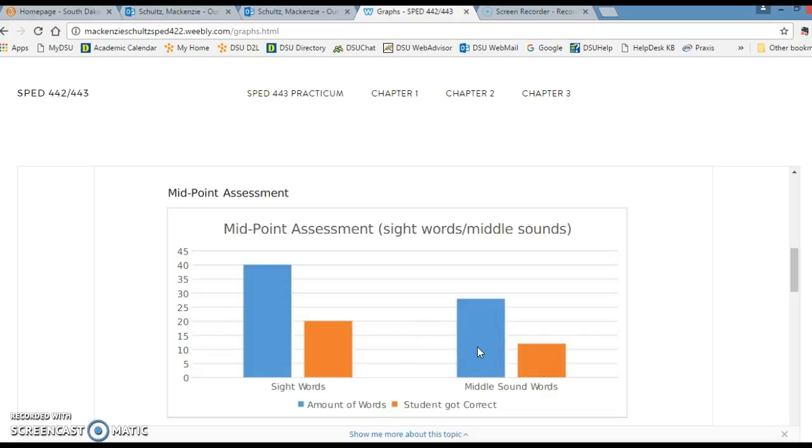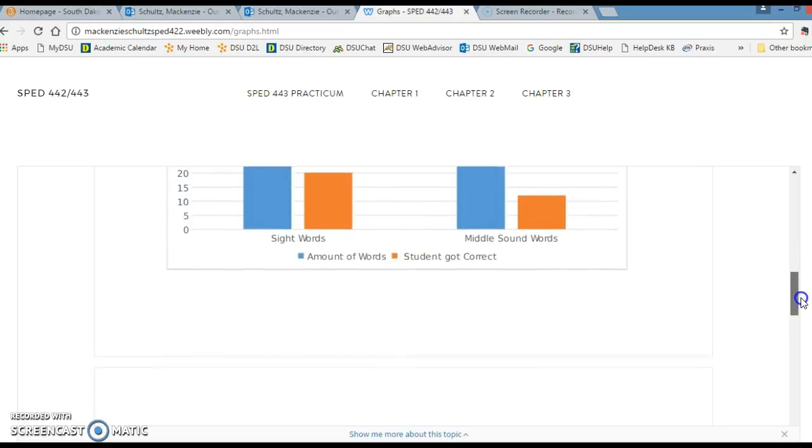Middle sounds, out of the 20 we had, he knew about 11 still. So not much progress, but I could still see that he was working really hard, and that he was making more progress than he was before by just trying to sound out letters, giving me a middle sound, even before he wouldn't give me a sound at all.